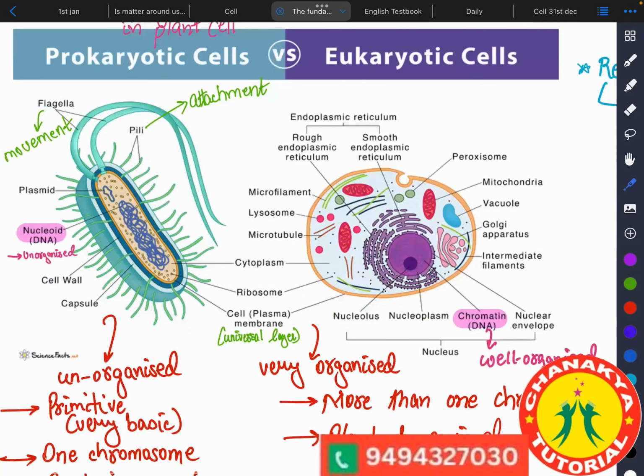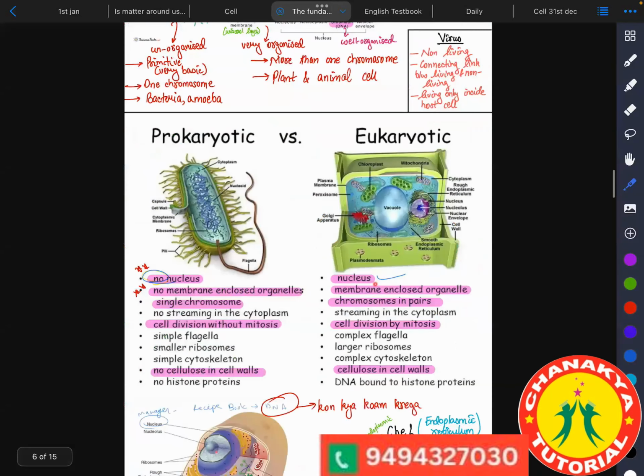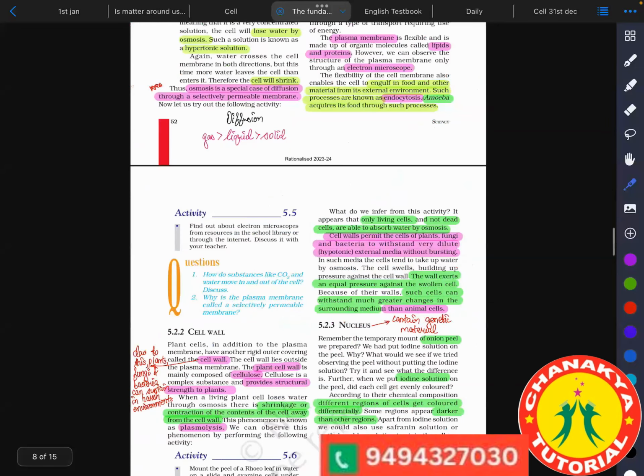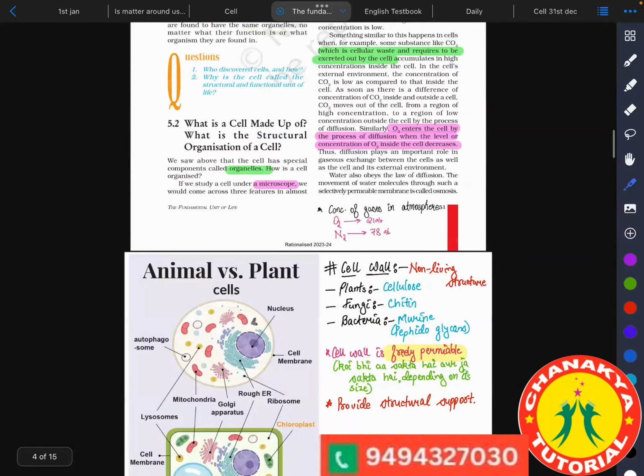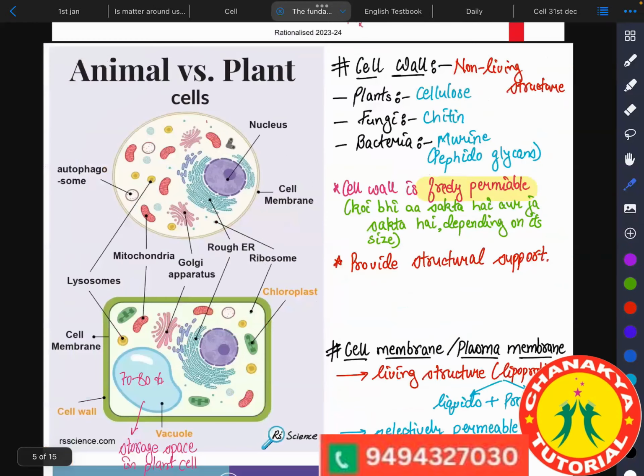When we see plant and animal cell, this is how they look. What is the major difference between plant and animal cell? The animal cell doesn't have a fixed shape, but a plant cell has a fixed shape. The animal cell doesn't have a cell wall but a cell membrane, and a plant cell has a cell wall and a cell membrane.